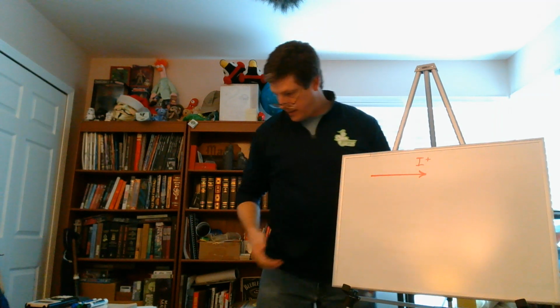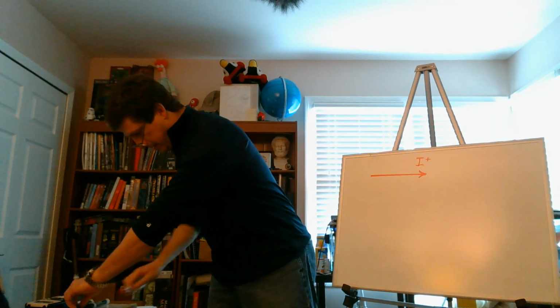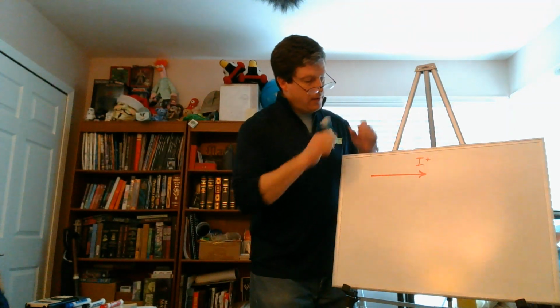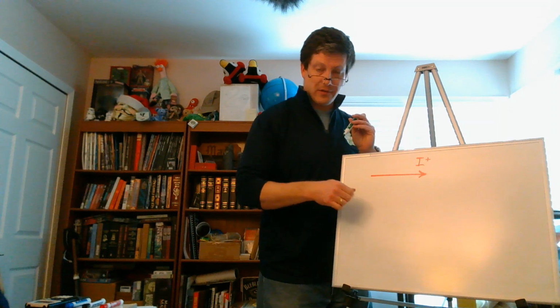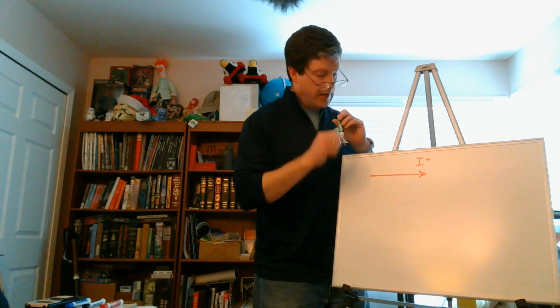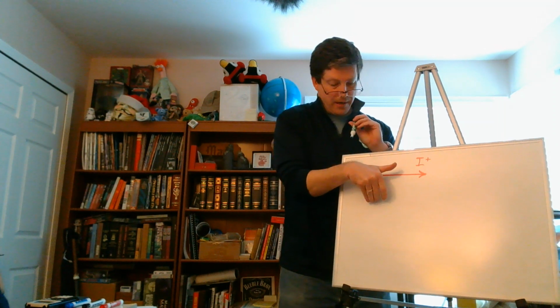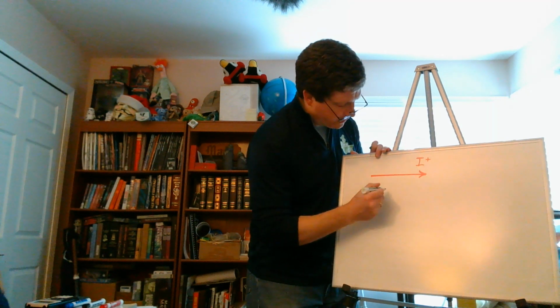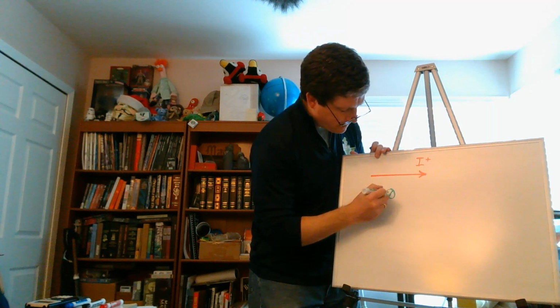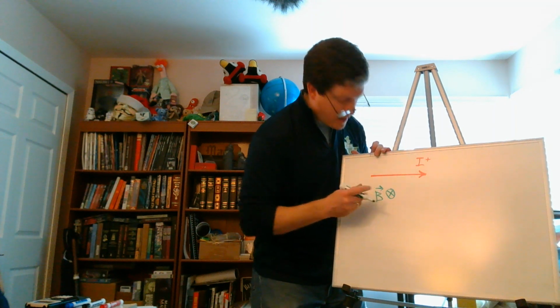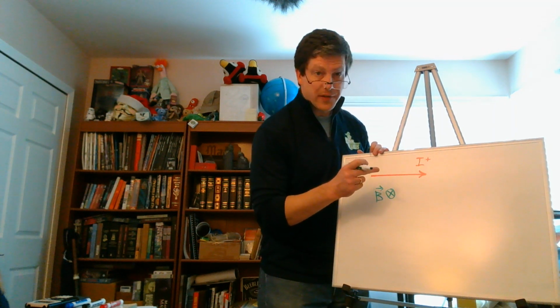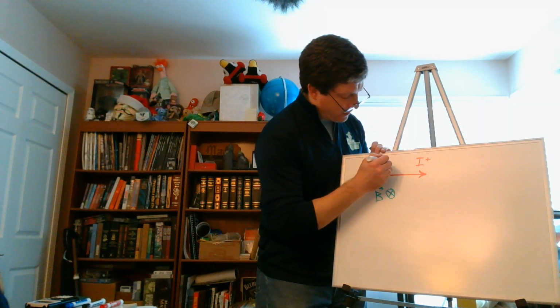So to indicate that, what we do is, remember the symbol for going into the board is a circle with an X, and the symbol for coming out of the board is a circle with a dot. So going into the board on the bottom, we would say this. And coming out of the board on the top, we would say this.